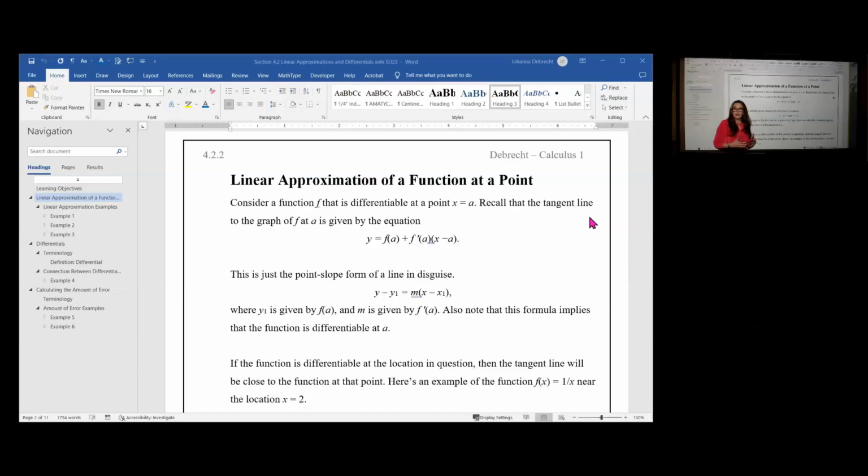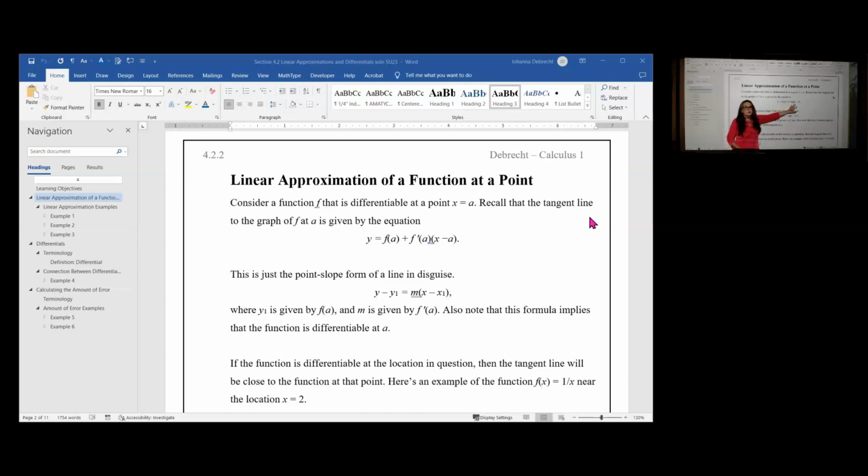So we now want to define more formally what the linear approximation to a function at a particular point is. It really is just the tangent line. Let's consider a function f that is differentiable at point a, meaning that the function has to be defined there and continuous there, and the derivative is defined there. Remember that the tangent line at that particular point can be given by this equation here, y equals f of a plus f prime of a times x minus a.